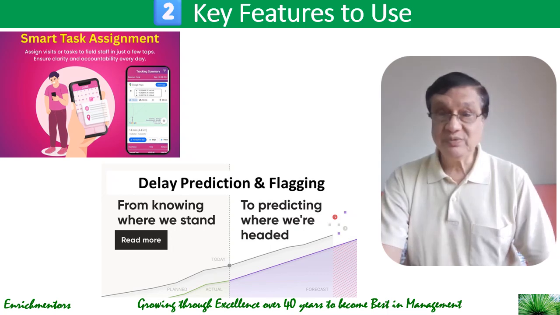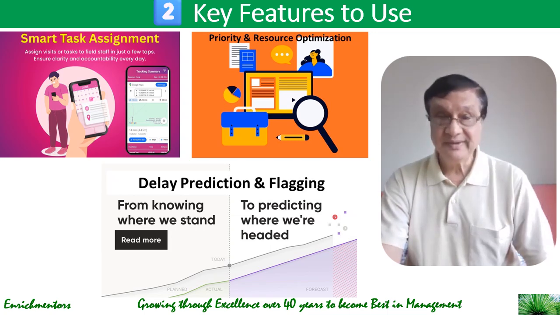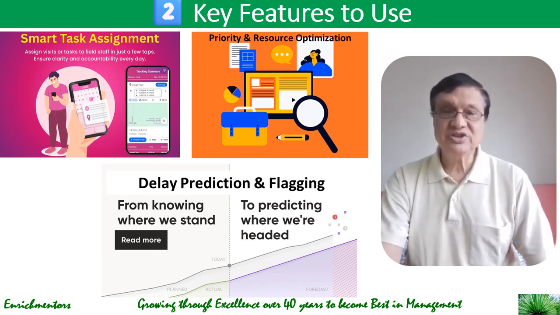The second feature is delay prediction and flagging. AI monitors progress versus plan in terms of time spent, velocity, dependency changes, etc., and uses predictive analytics to warn. Warnings like: task X is trending 3 days late, or milestone Y is at risk due to dependency on task Z. The third feature is priority and resource optimization, in which AI helps reprioritize tasks in real time and recommends shifting resources to critical path items. So these are three key features of AI project management tools.